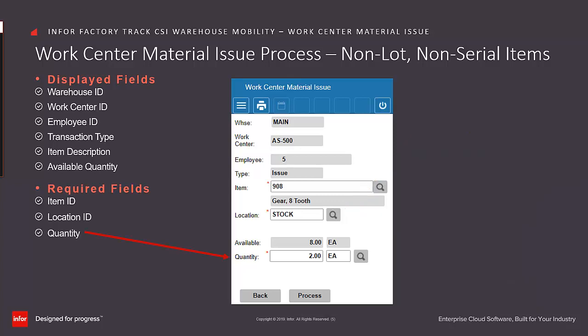Enter the quantity to be issued or returned. In an issue transaction, Factory Track will error if the entered quantity exceeds the available quantity unless the Allow Negative Inventory option is selected on the Transaction Set Maintenance form.